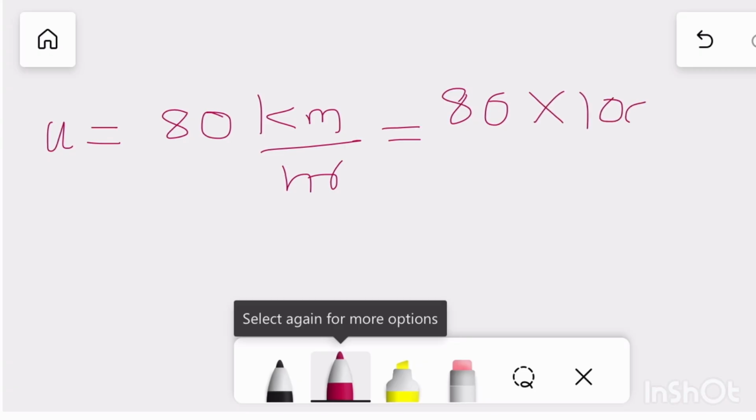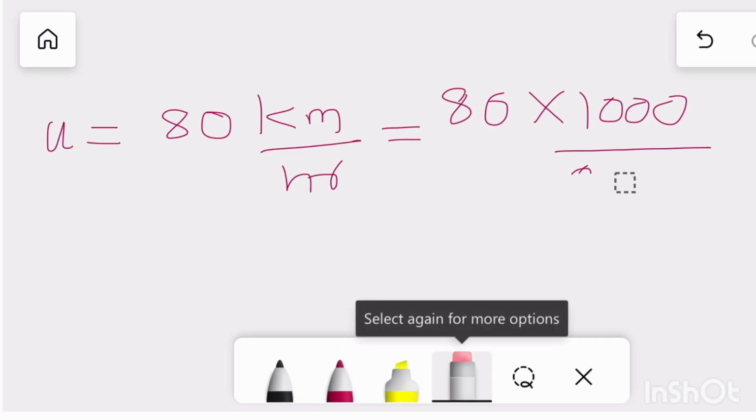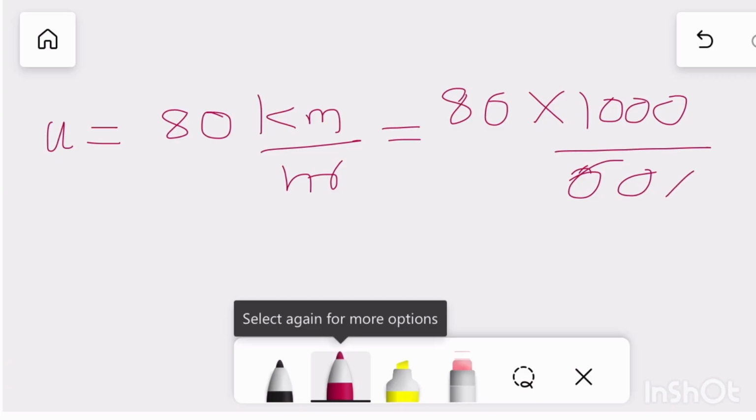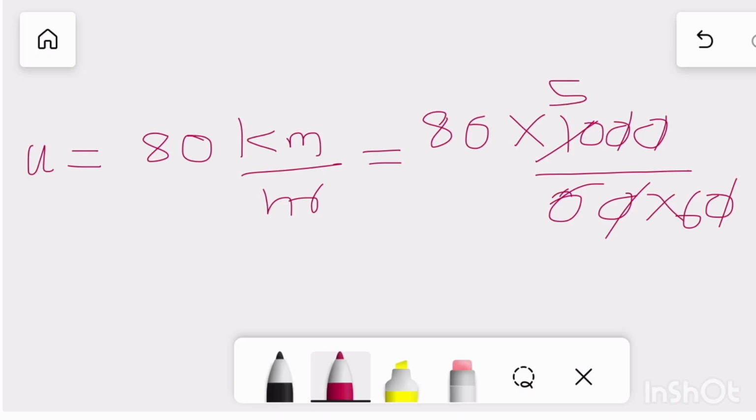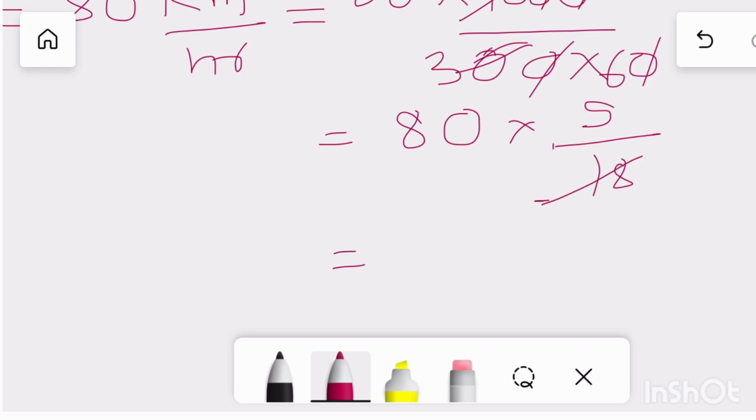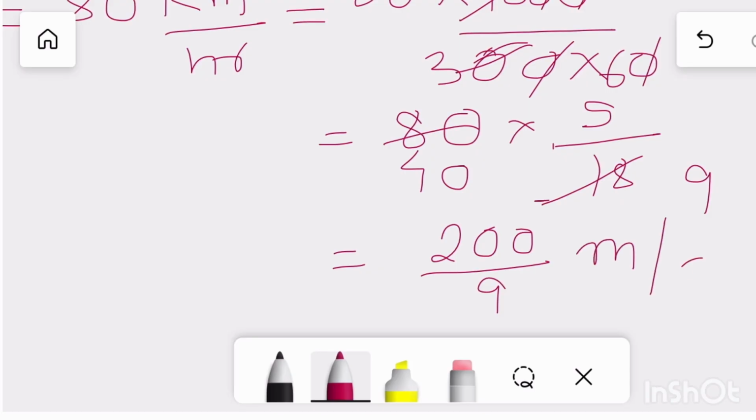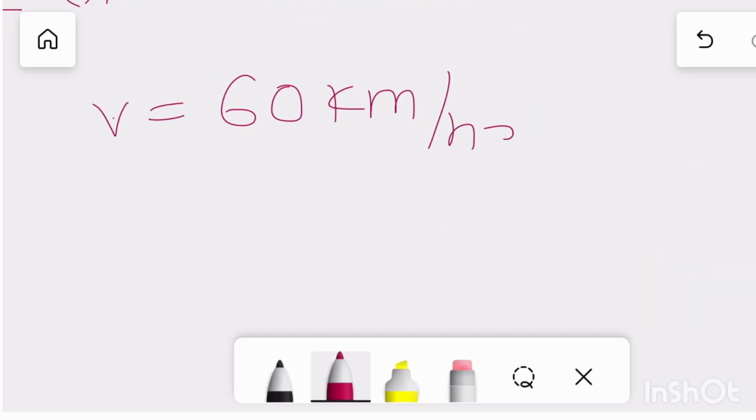Now 80 kilometers per hour, so 1 kilometer is 1000 meters, so multiply by 1000. Now 1 hour is 60 into 60, that is 3600 seconds. So divide, because hour is in the denominator, so divide by 60 into 60. After simplification, you will get 5 by 18. So 80 into 5 by 18. Whenever you want to convert kilometers per hour to meter per second, just multiply by 5 by 18. Now here we can cut it with 2. 2 9s are 18, 2 40s are 80. So we'll get 200 by 9 meter per second.